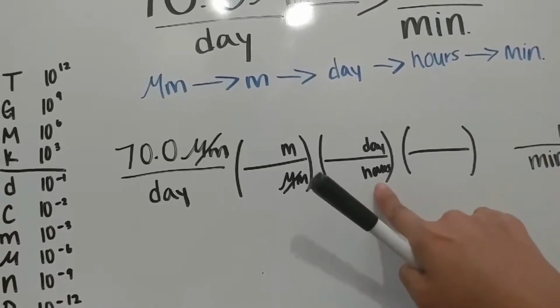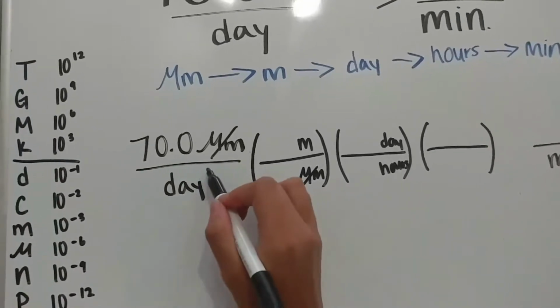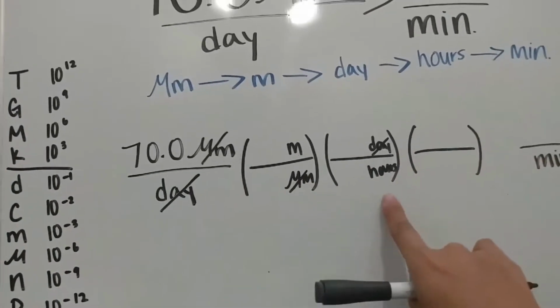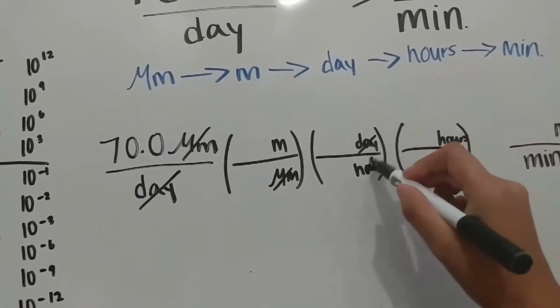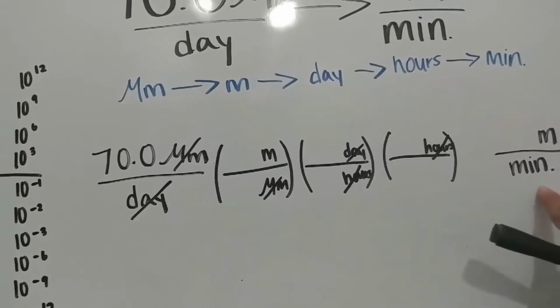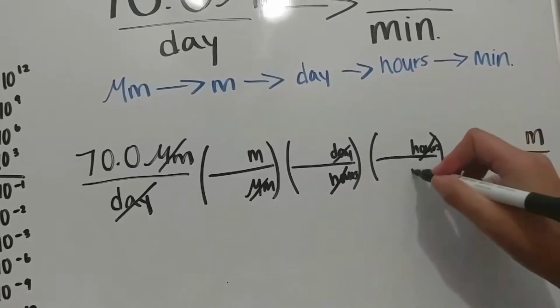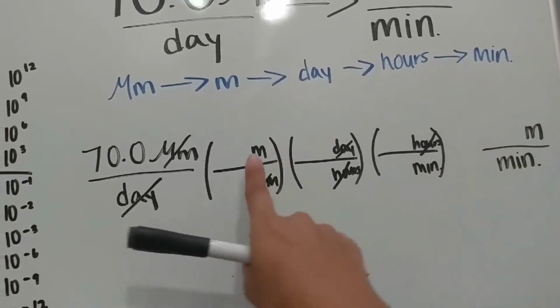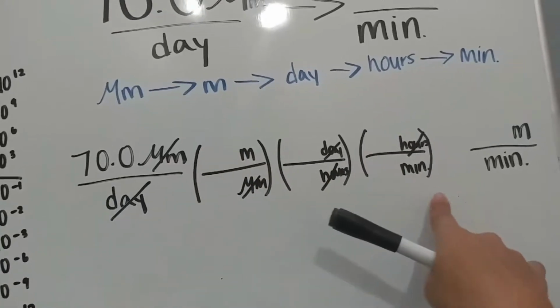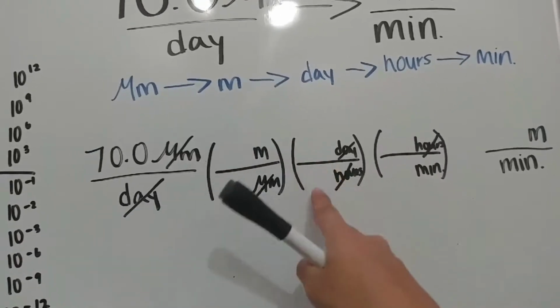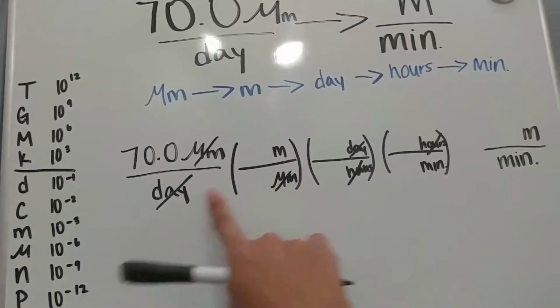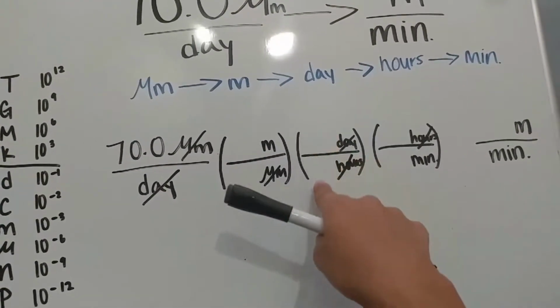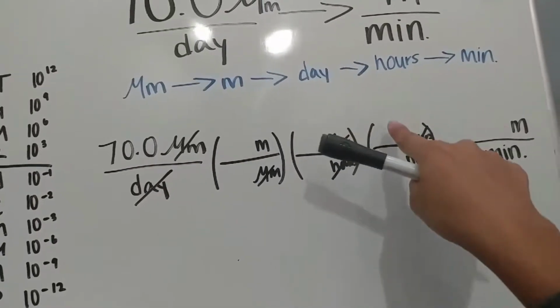So since hours is in the denominator here, let me just cross these out first. Hours is in the denominator here, so hours would be in the numerator in order for it to cross out. And since we need minutes to be in the denominator, minutes would be in the denominator. Now we have meters over minutes, and all we have to do is plug in our values based on the unit prefixes chart and what we know about how many hours are in a day and how many minutes are in an hour.